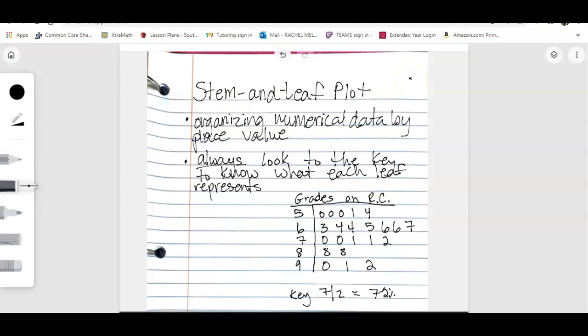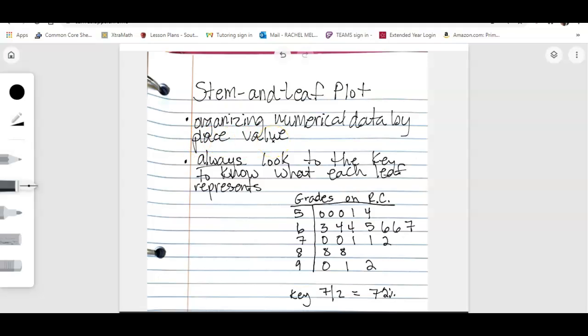So today and on Monday, we are going to be talking about stem and leaf plots. A stem and leaf plot is a way of organizing numerical data by place value. Again, we have that numerical data. Remember, that just means that I have numbers, and I want to put them in an organized way, and I do that specifically by its place value.